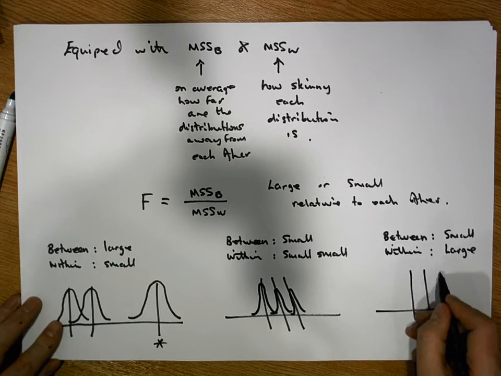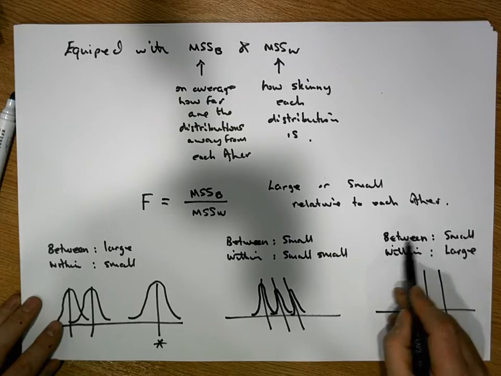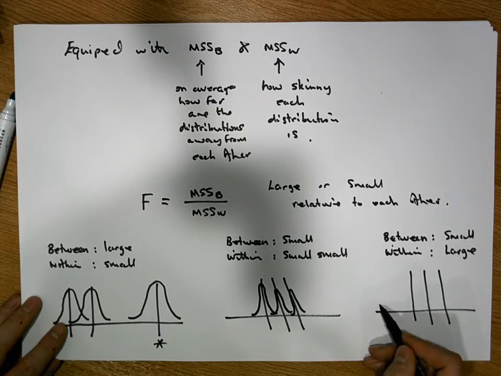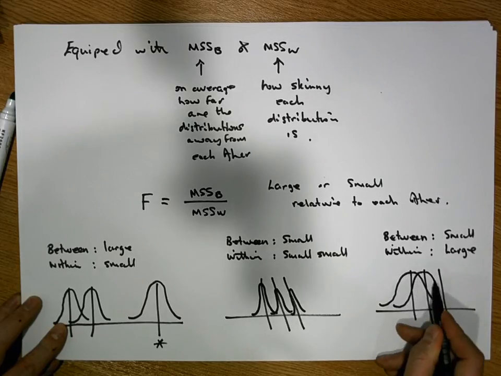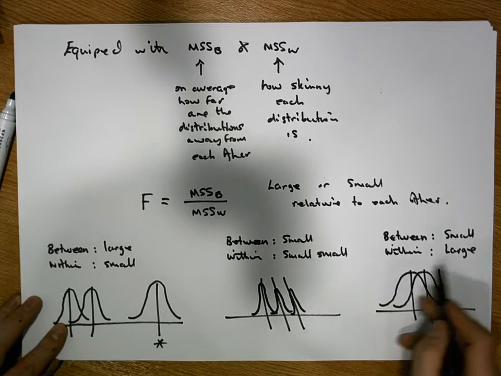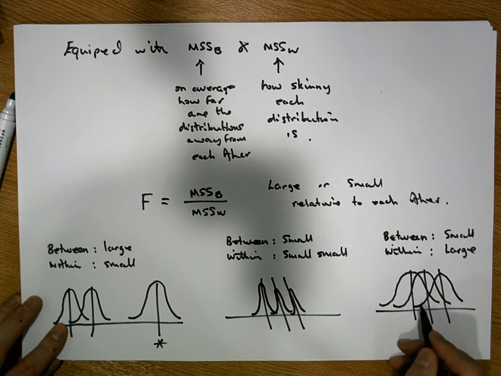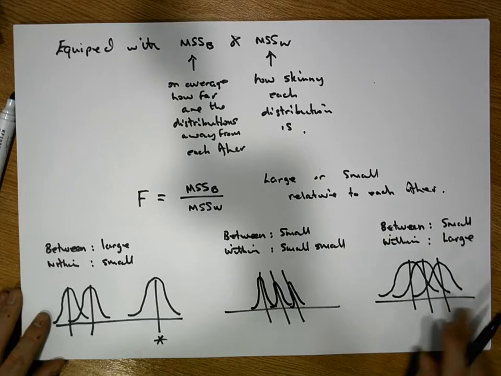On average, they're close, so their between measure is small and their within measure is large, which means that the distributions are pretty big, if that makes sense. Okay, so the distributions have an average variance within that is quite large, which is evidence to suggest that they share lots of area, which is evidence to suggest that there's no difference between them.